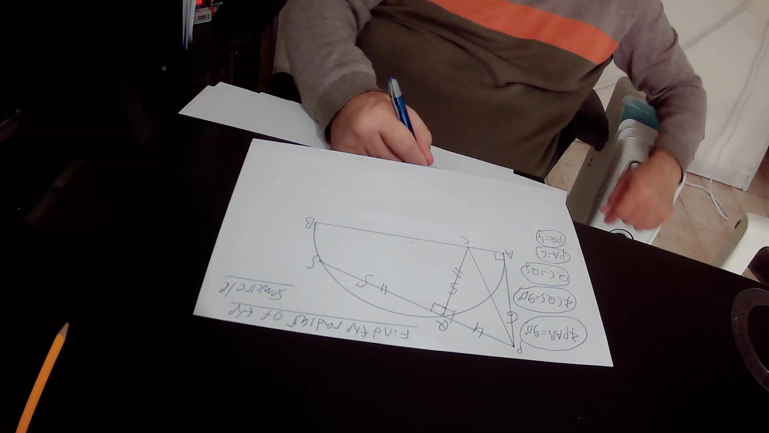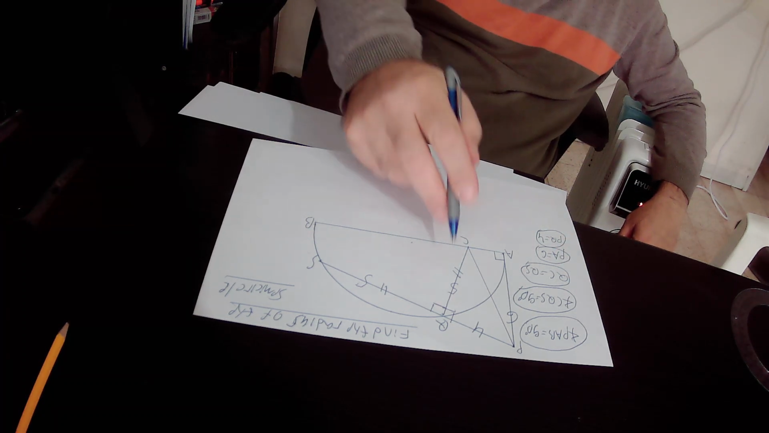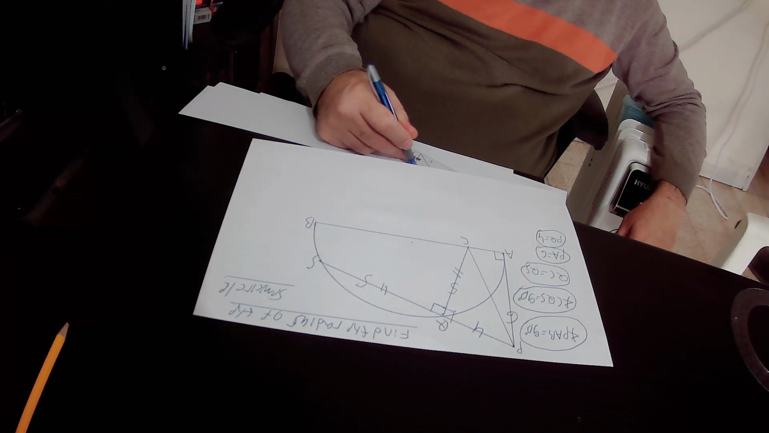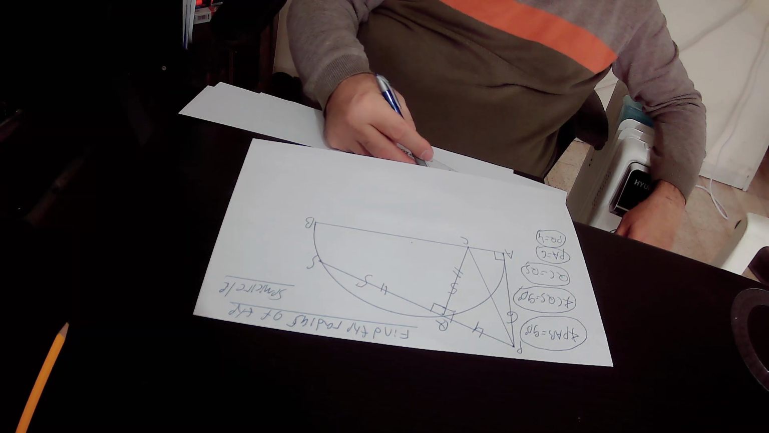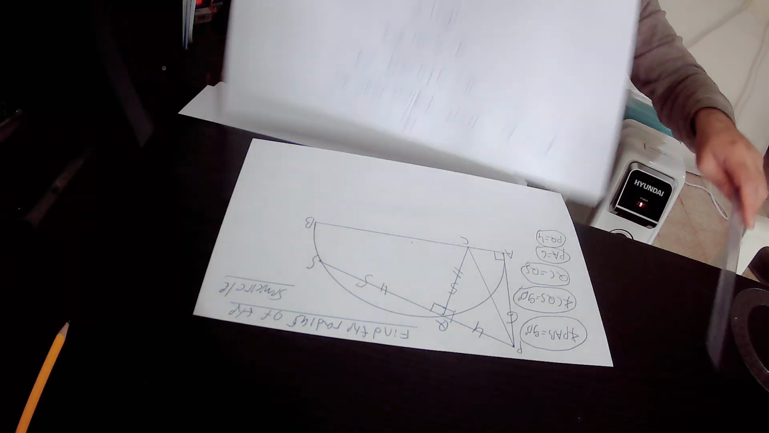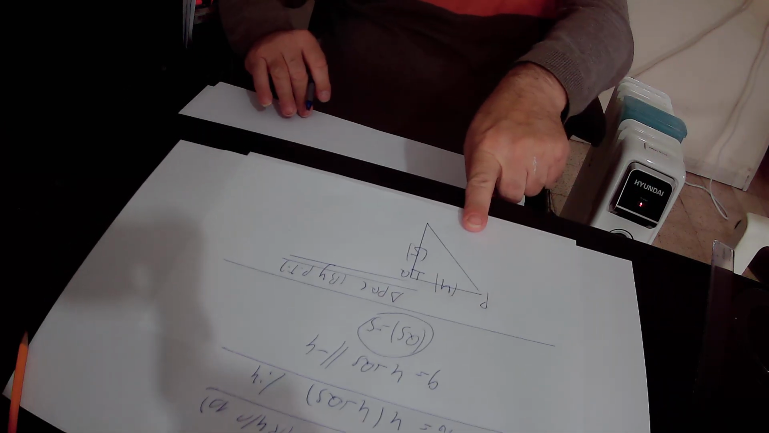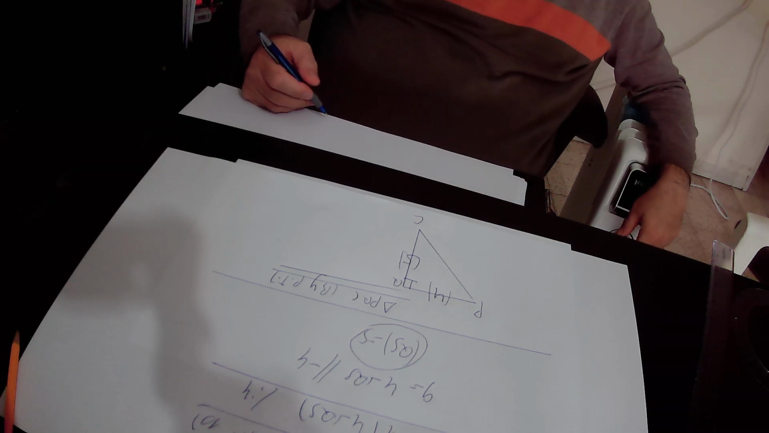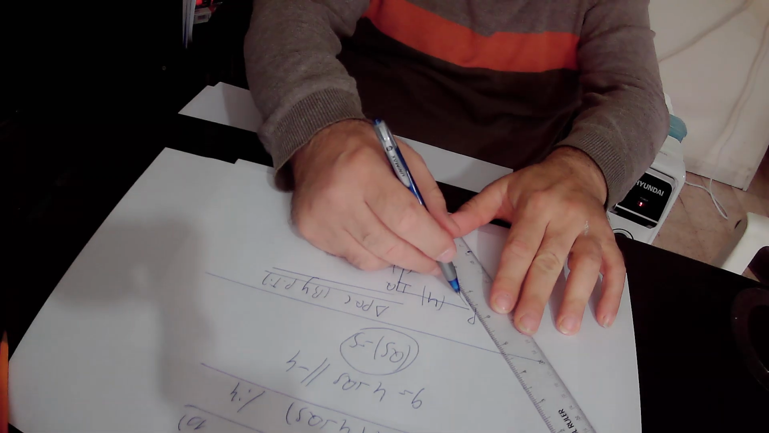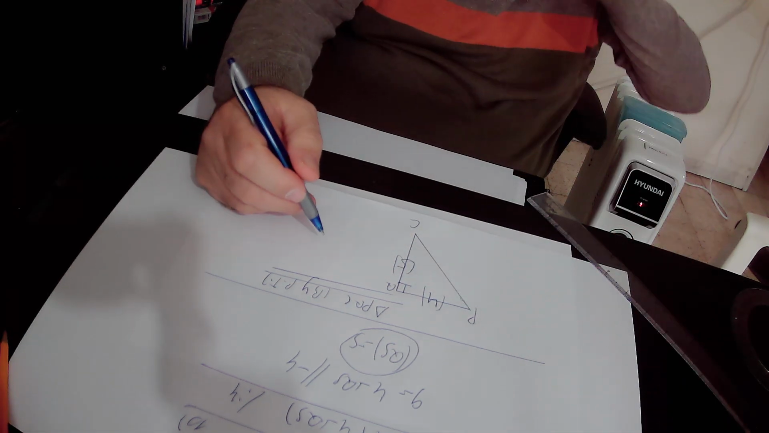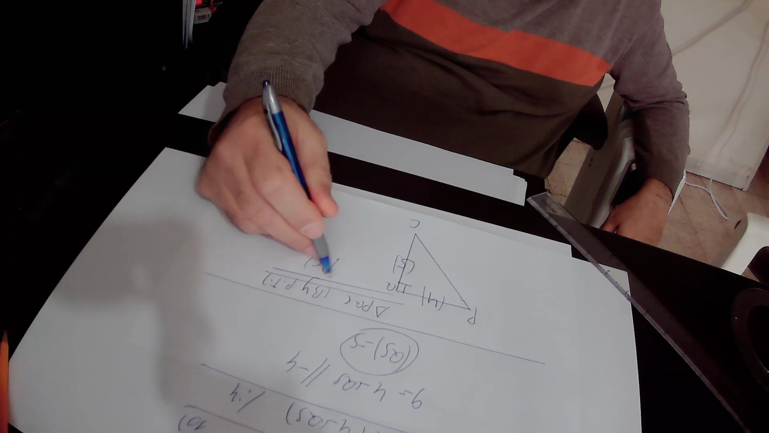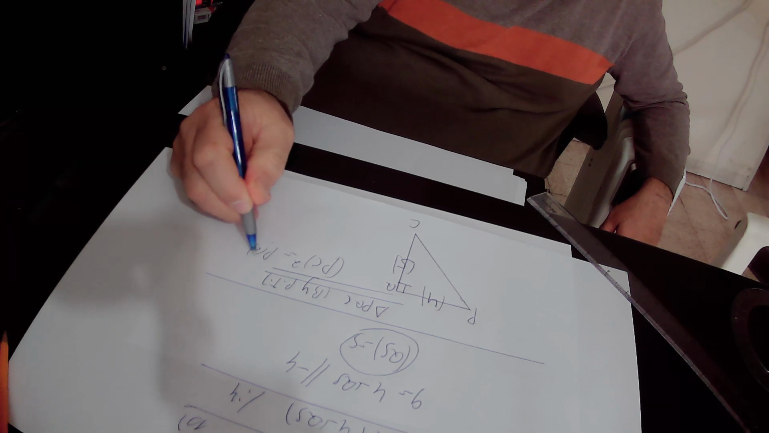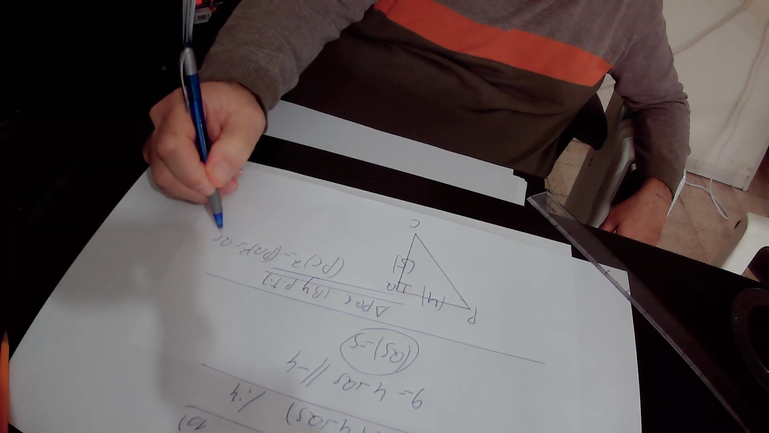Side PQ equals 4 units, according to what is given in the question, and we just found that side QC equals 5 units. So this is the right triangle PQC that I copied from the original drawing. According to the Pythagoras theorem, in this right triangle PQC, PC square equals PQ square plus QC square.